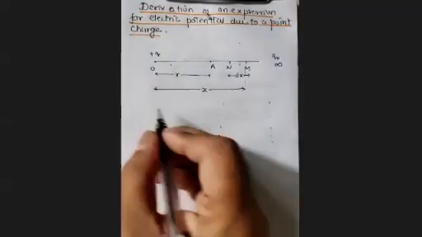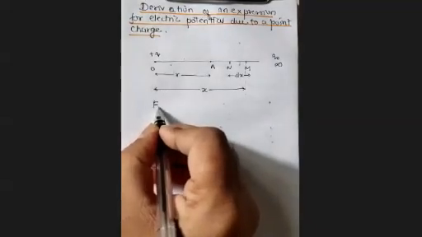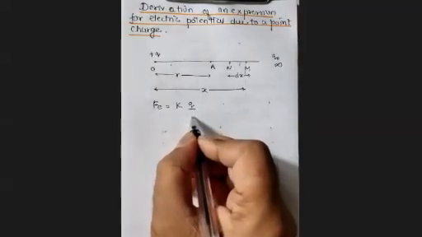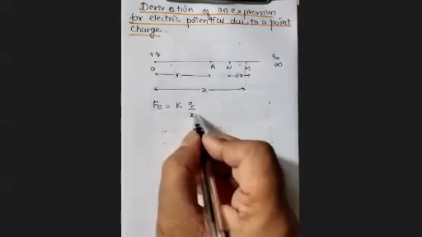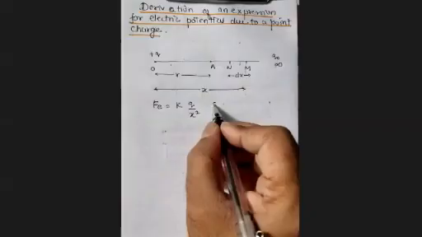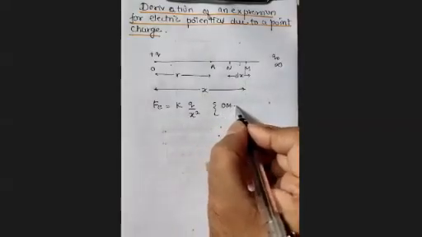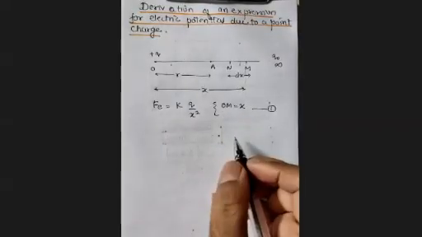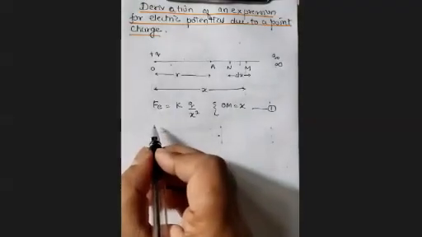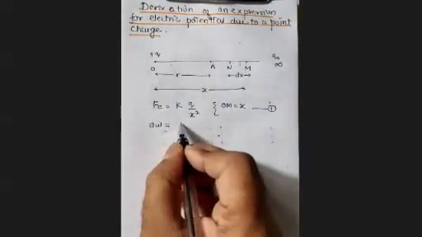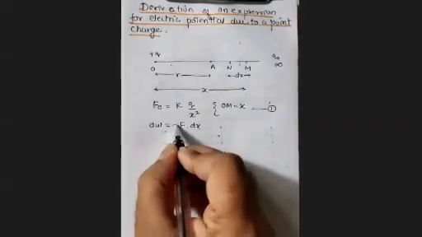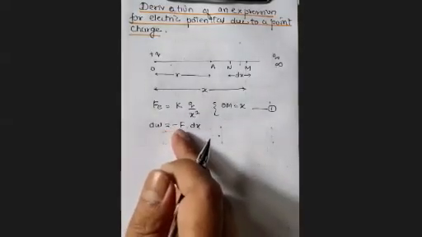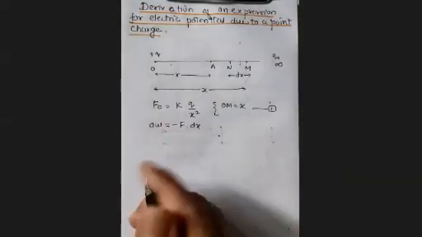So the magnitude of the electrostatic force is k times q upon r square. Here r is nothing but x, so it becomes x square. We are talking about the force with respect to x. So this is our first value. So work done will be equal to dW is equal to F into dx, with a negative sign. The negative sign indicates that the displacement is in the opposite direction of the force.